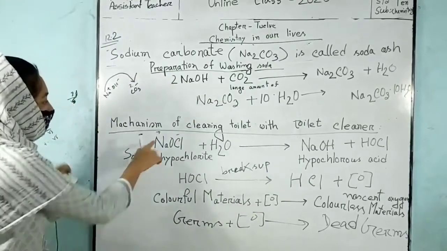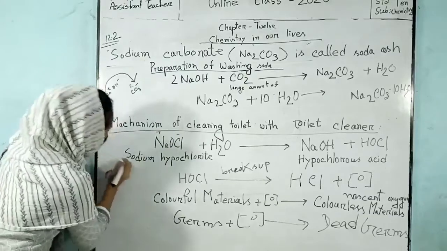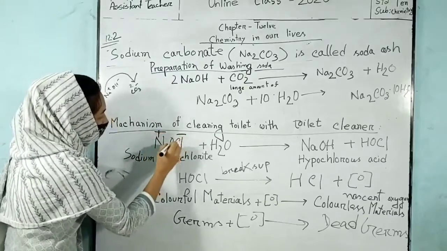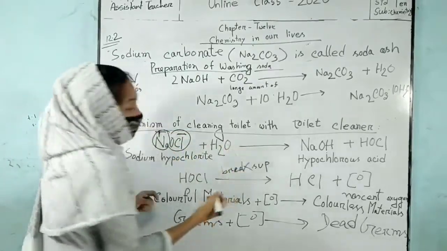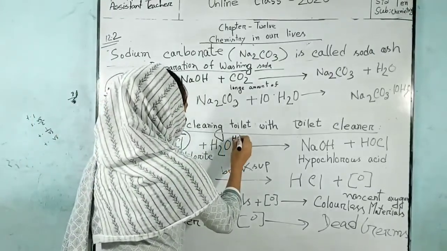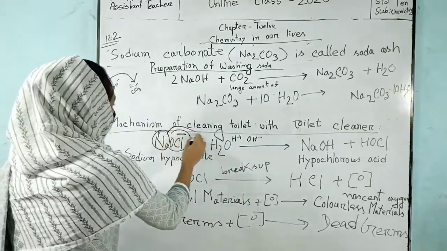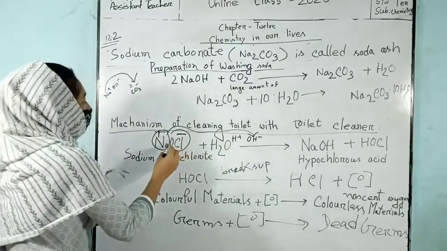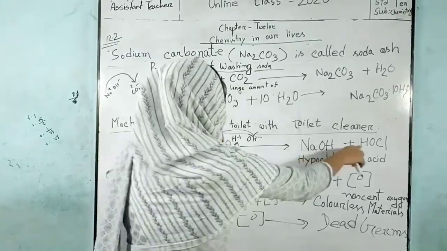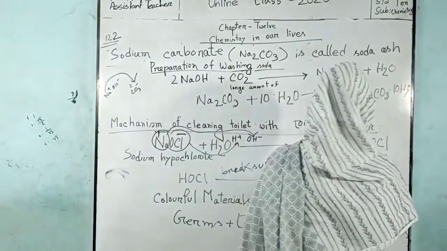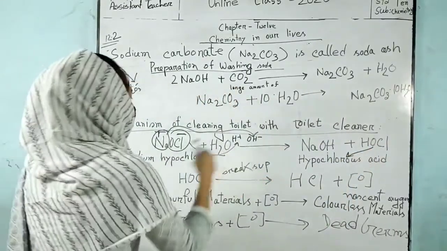Here we can see the sodium plus and the hypochlorite, OCl minus. It is the plus ion and it is the minus ion. Then water, when we break it, gives H plus and OH minus. The H plus attracts OCl minus and the OH minus attracts sodium, and then we get our sodium hydroxide and hypochlorous acid. This is the hypochlorous acid. Hypochlorous acid is the main ingredient of this toilet cleaner.